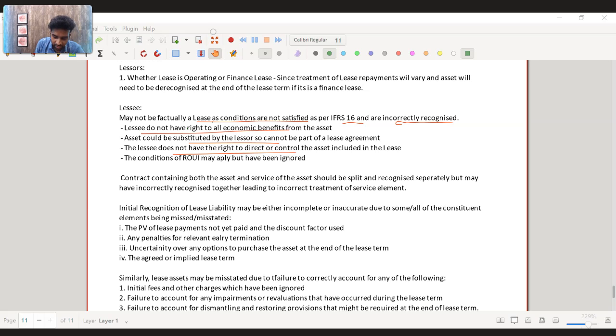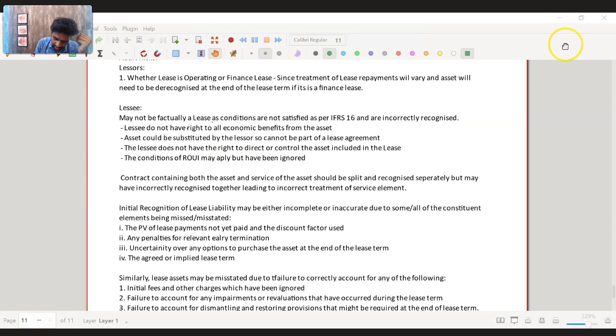Lessee does not have right to control, like lessee does not have any control of the asset which is included in the lease. The conditions of ROU may apply, but may have been ignored. So ROU conditions are there, but maybe it's ignored and they did not recognize a lease contract.